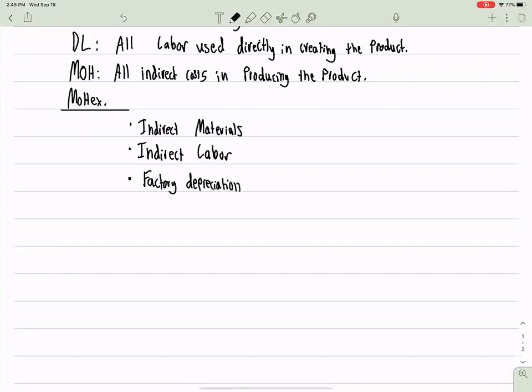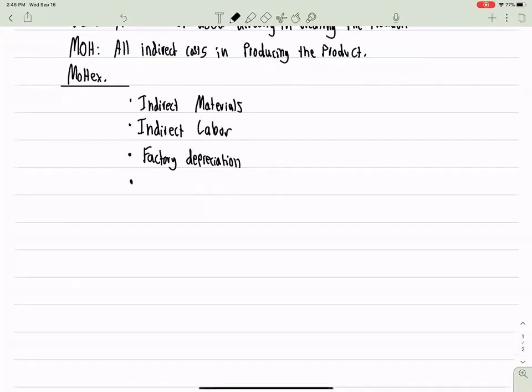All right, so your factory is going to depreciate, guys. That is a cost in producing the product because at some point you will have to get a new factory. So you have to make sure you price that into your product, how much your factory is depreciating.